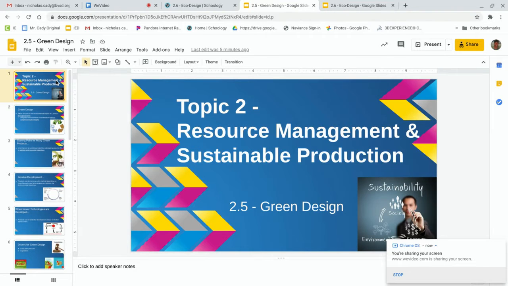Topic 2, Resource Management and Sustainable Production. 2.5, Green Design. So now we're going to start designing things and doing it in a responsible way. Okay, we're really thinking about sustainability. We're thinking about how we can most efficiently use materials to make our product.